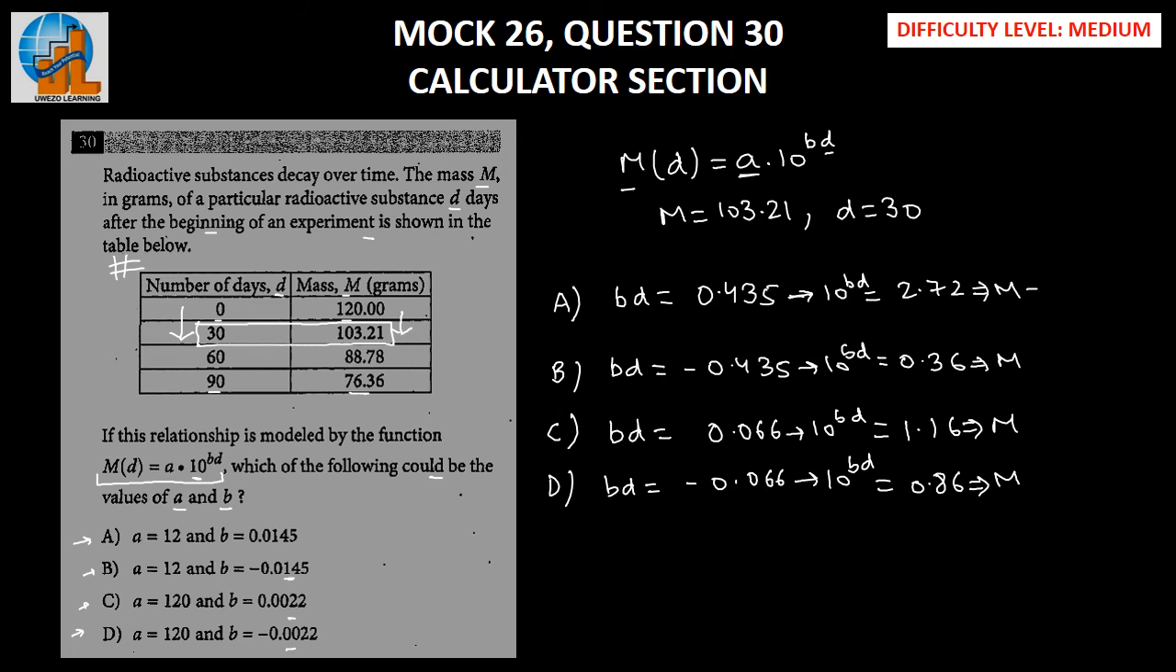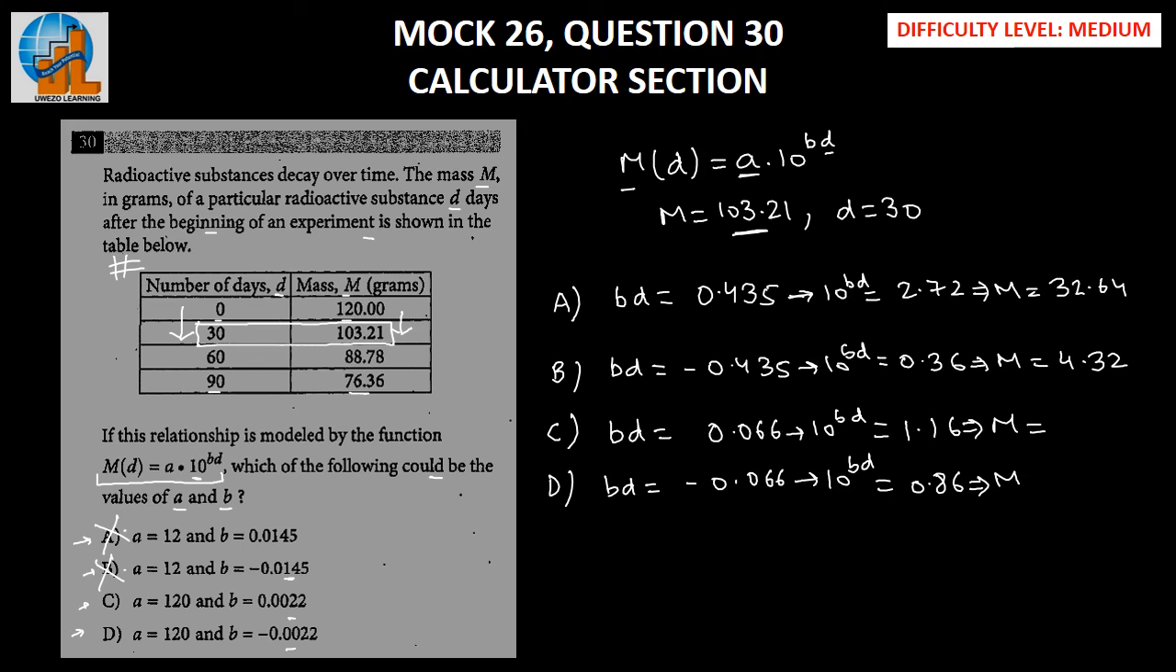So this should be 12 into 2.72, this is 32.64. Now the value that we have is 103.21 when the number of days is 30, so we can eliminate option A here. Let's go to option B. It would be 12 into 0.36, that is 4.32, that is way less, and hence we can eliminate option B as well. Let's go to option C.